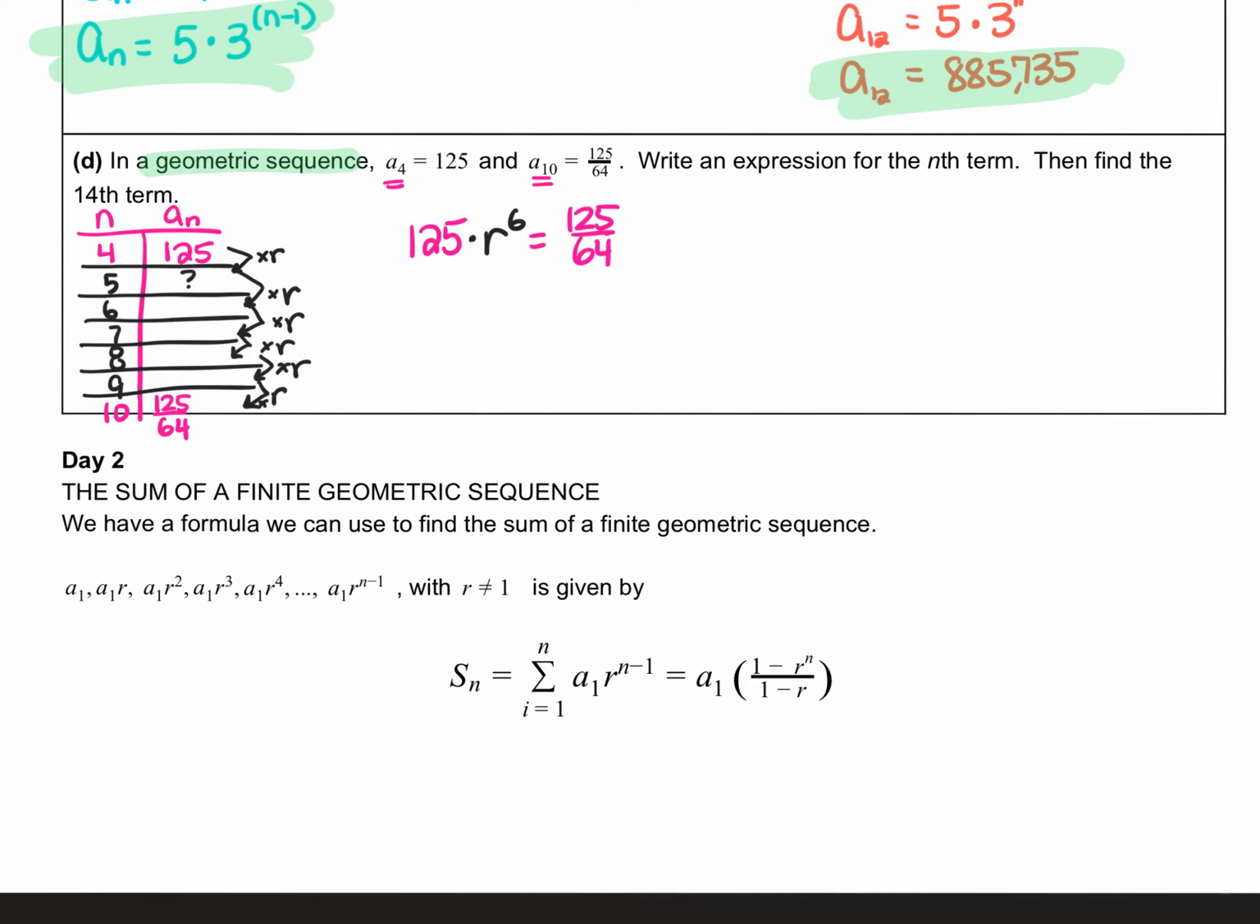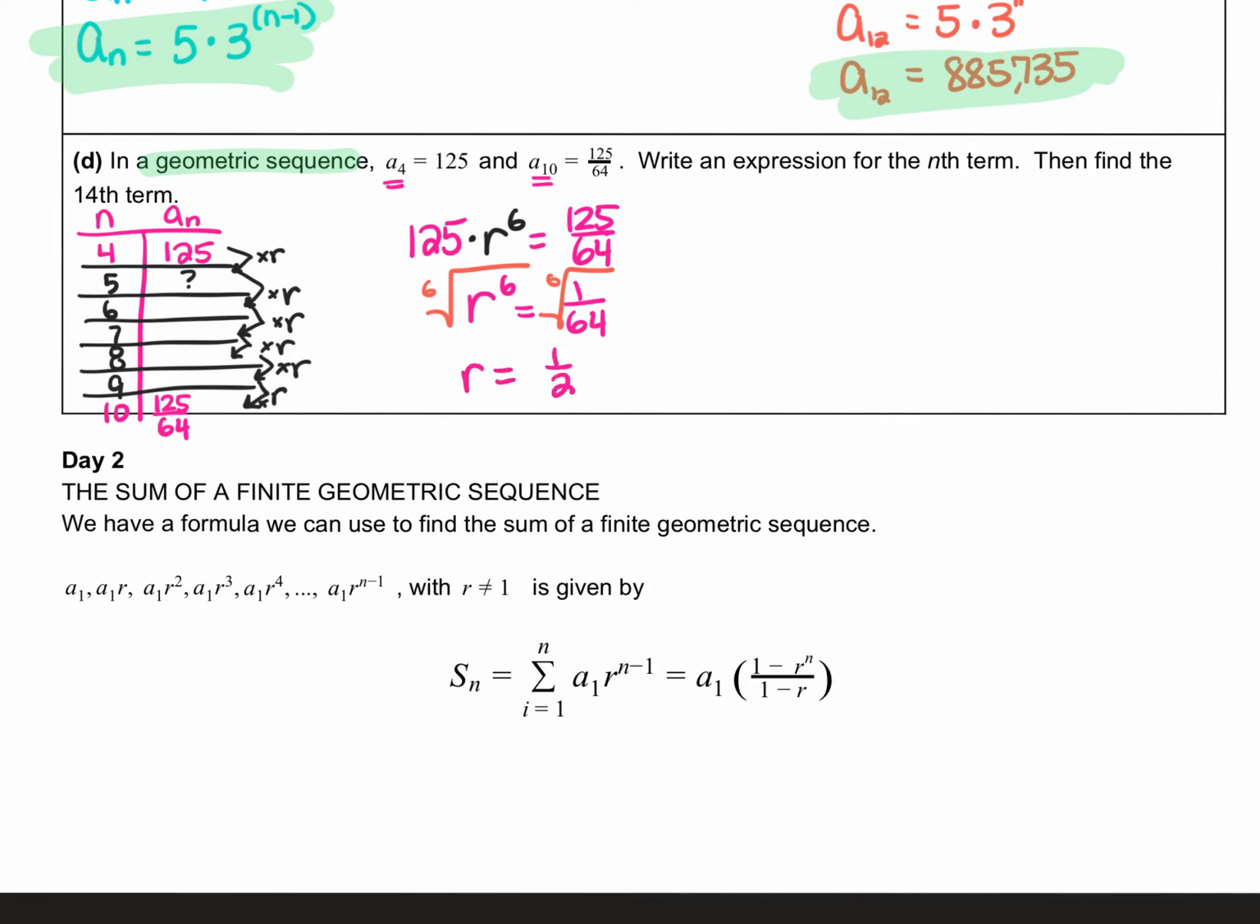So let's solve that for r. Divide both sides by 125. You're going to get r to the 6th equals 1 over 64. And then you know how to solve this. You take the 6th root of both sides. You can use your calculator for that, and you should get r is 1/2.